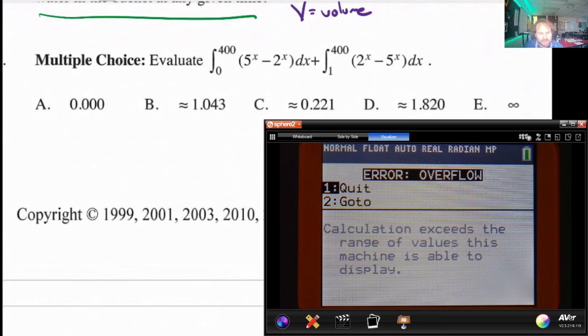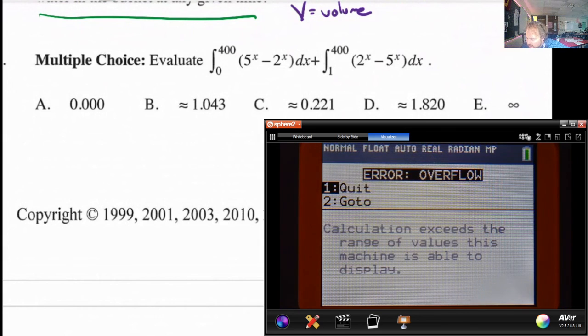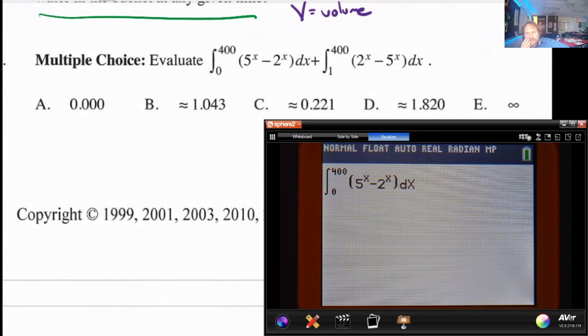Overflow. Well, that makes me think the answer is E, but maybe I just did too much work for the calculator. Well, we might be hosed here, since the calculator can't handle this calculation. That's not good. Can it handle the first part of it? No, it cannot. Okay, how are we going to handle this then?